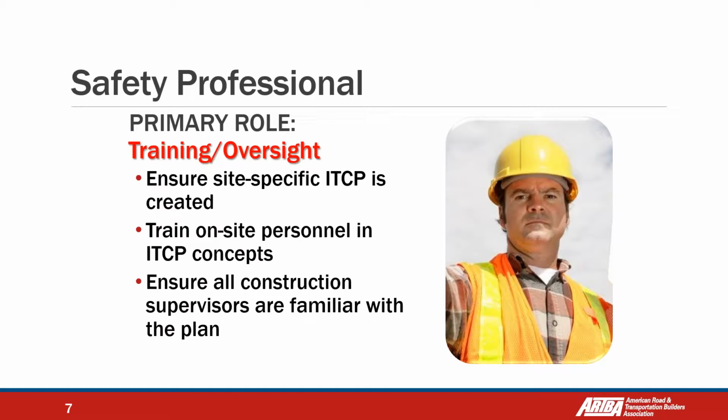For example, the safety professional, the primary role is training and oversight. The safety professional should know about the internal traffic control plan and what to train. For example, you can use these training materials to provide training to your workers. Ensure the site-specific internal traffic control plan is created. We are going to do some exercises about how to create an internal traffic control plan diagram, for example.